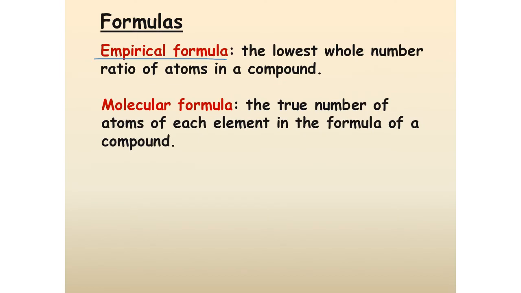So if we have something like glucose, glucose would be C6H12O6. That is the actual molecular formula because that's the number of atoms that it has. Its empirical formula would be the reduced form of that. So that would be CH2O.